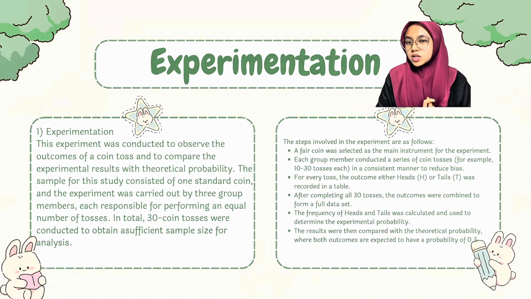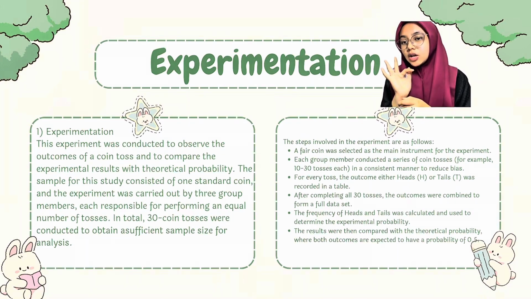This experiment was conducted to observe the outcomes of a coin toss and to compare the experimental result with a theoretical probability. The sample for this study consisted of one standard coin, and the experiment was carried out by 3 group members, each responsible for performing an equal number of tosses. In total, 30 coin tosses were conducted to obtain a sufficient sample size for analysis.